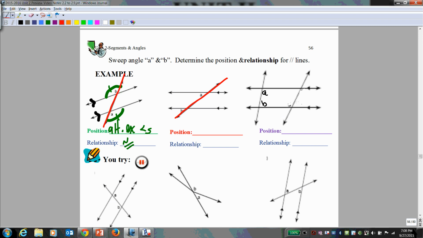Ready? Let's sweep A and B here. A and B. One's in, one's out, same side. Corresponding angles. When lines are parallel, corresponding angles, the relationship between them is that they are congruent.